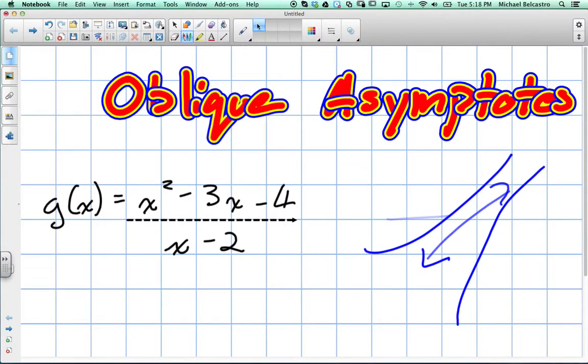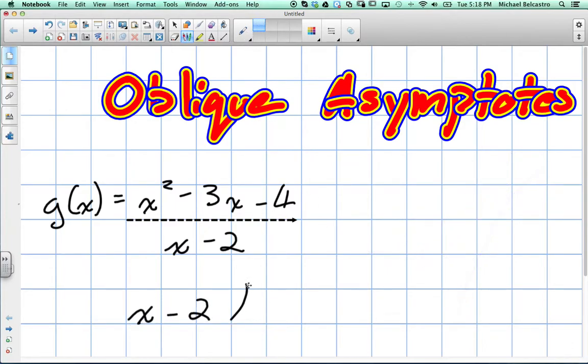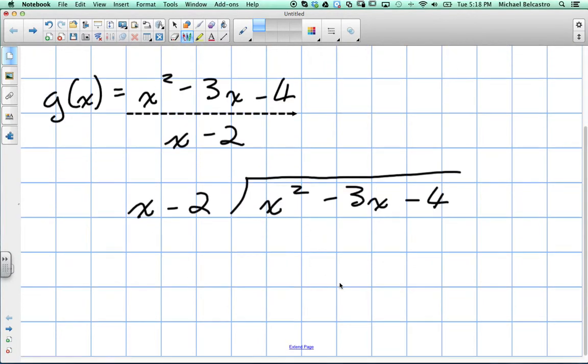I'm going to set up long division here. So we have x minus 2, and we have x squared minus 3x minus 4. If we're doing our long division, we're always focused on the very first term. We have our x and our x squared. So in order to get that x squared, we need to multiply by a value of x. When we multiply x by both of these, we get x squared, and x times negative 2 gives us negative 2x.